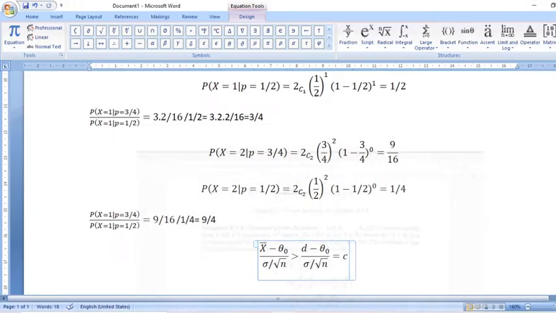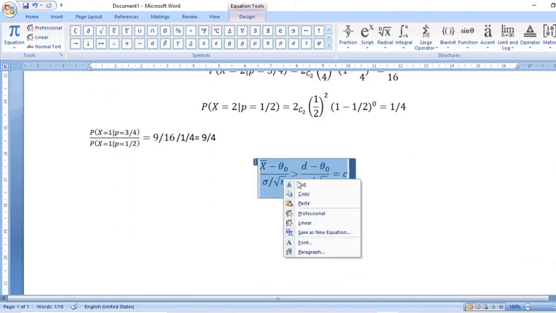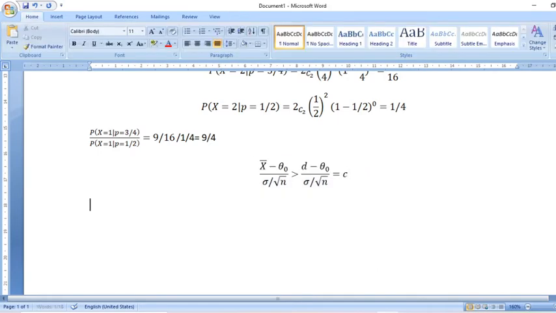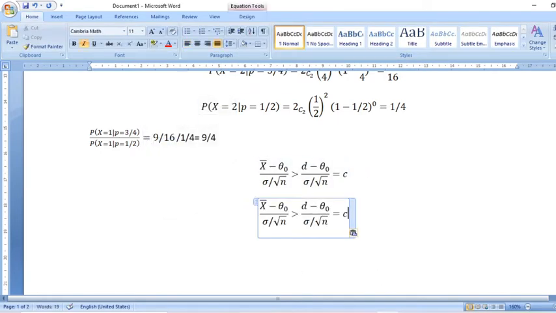Okay. So what will be the power function? This is equivalent to say that. What is that?